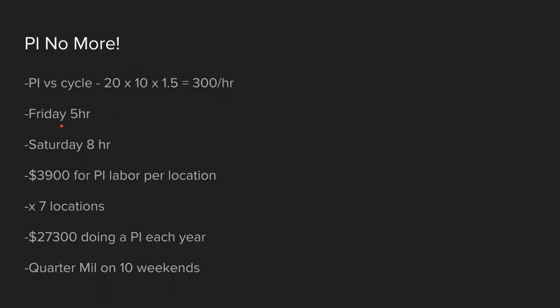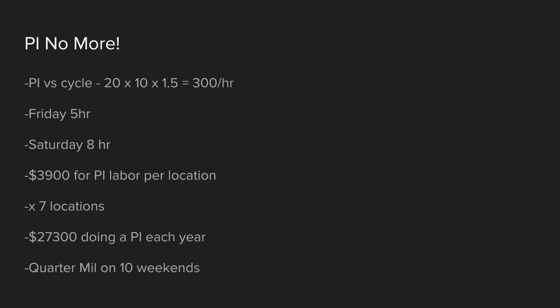On Friday, we close business at 5 o'clock. We work till 10 p.m. On Saturday, we come in to finish the count, do recounts. We work maybe an 8 or 10 hour day, and that's our entire time spent, 13 hours of overtime. That gives us $3,900 of labor per location. Let's say I have 7 locations. That's $27,300 a year being spent on labor alone for doing this PI.